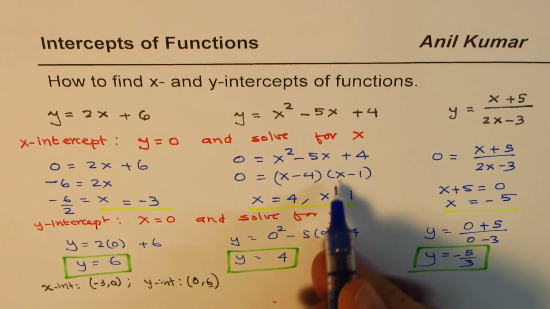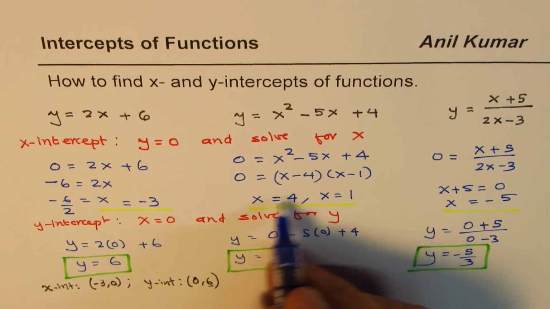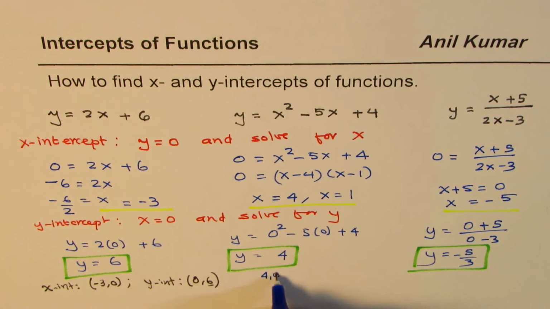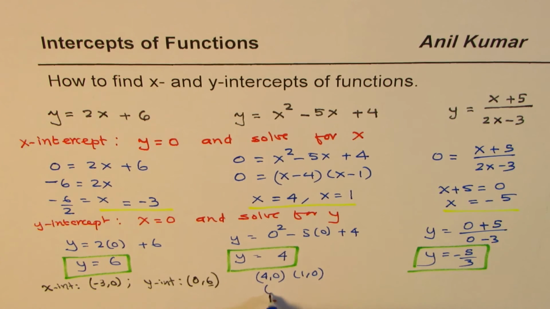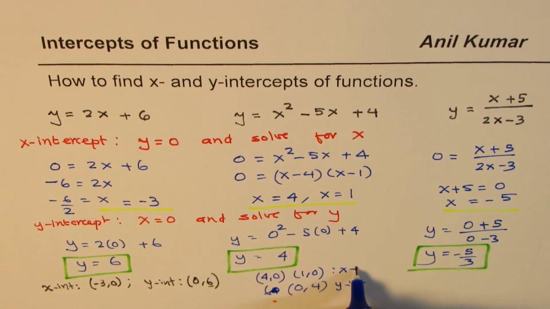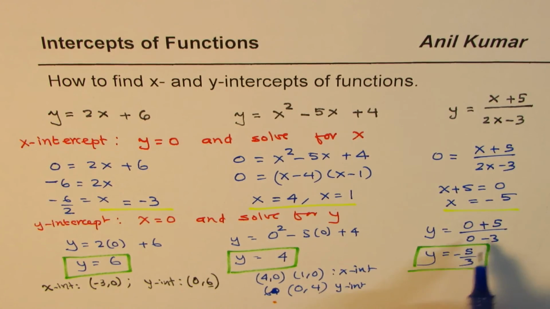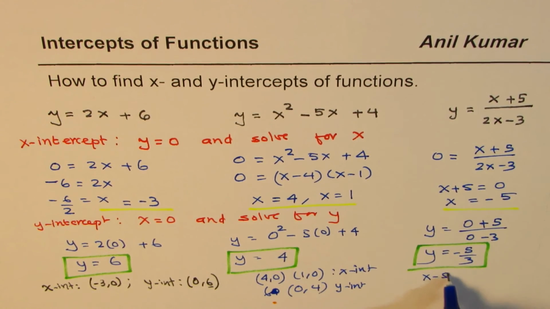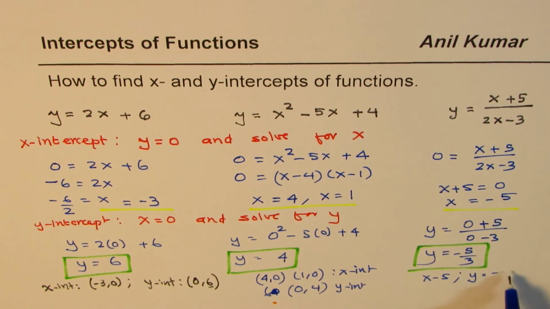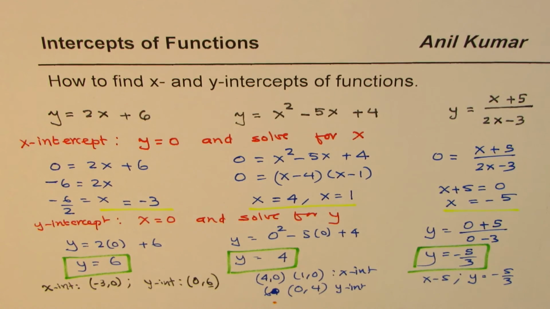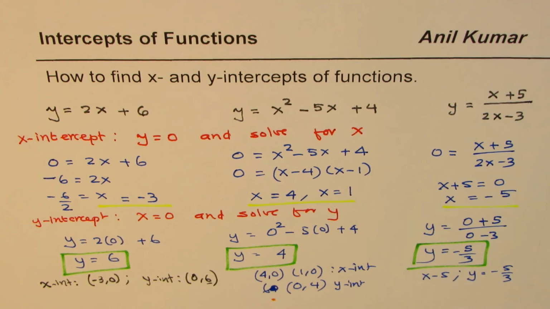So let me rewrite these points here. We have two x-intercepts here. The first one is at (4, 0), and then we have (1, 0) also. So these are the x-intercepts. The y-intercept is at (0, 4). So that's the y-intercept, and these are the x-intercepts. For this particular equation, x equals minus 5 is the x-intercept, and y equals minus 5 over 3 is the y-intercept. These are different ways of writing x and y-intercepts in your solution.